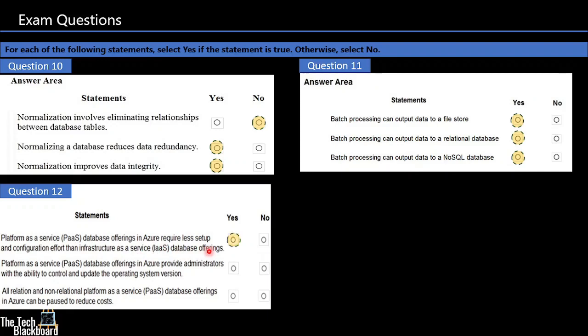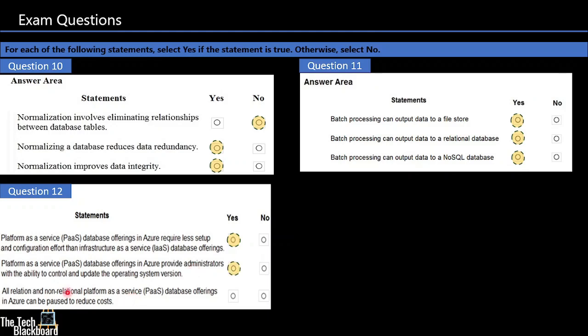This is a true statement because when it comes to infrastructure as a service, you have to spin up your virtual machines, you have to do basic configurations on the virtual machines, and on top of those, you put your database. However, when it comes to PaaS services, you just need to spin up your database services. So PaaS in comparison to IaaS requires a lot less setup and configuration effort. The second statement says PaaS database offering in Azure provides administrators with the ability to control and update operating system version. This is also a true statement.